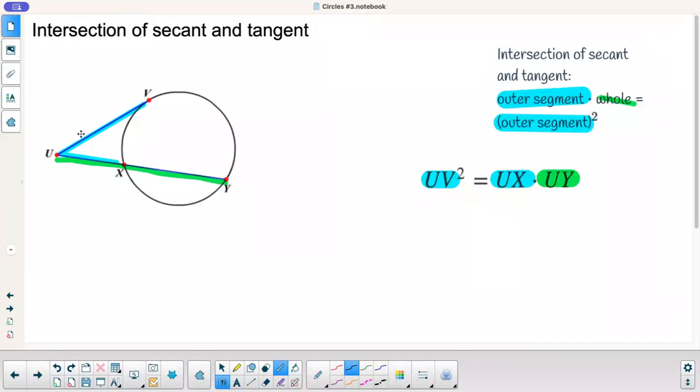The third thing that you could have is a secant times a tangent. For the secant, it's outer segment times whole, just like we did, and then it equals the tangent segment squared. So if you look here, UV squared is my tangent, and then this is my secant. So it's outside times the whole thing.